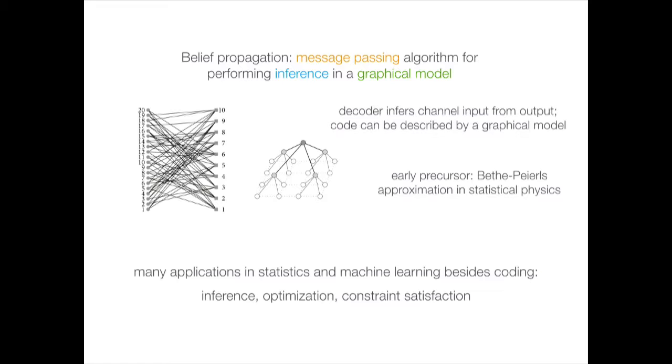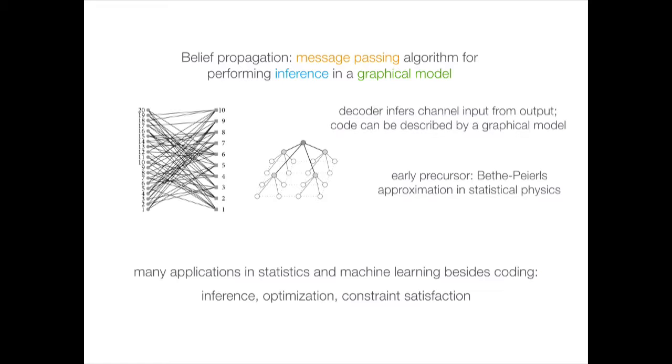In noisy channel coding, the task of the decoder is one of inference, because the decoder sees the channel output, and he knows that it was one of the code words at the input, but needs to infer which one. There's a statistical model for the input and the output, and so you want to do a statistical inference. And the code itself, the code constraints, can be described by a graphical model.